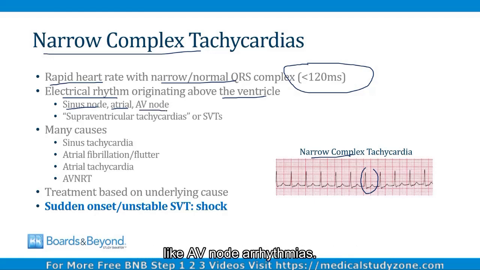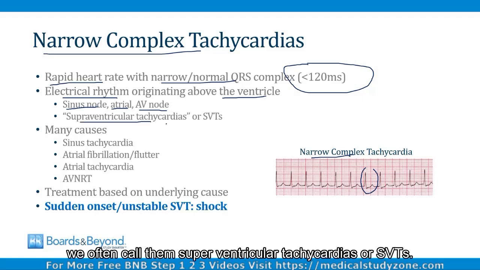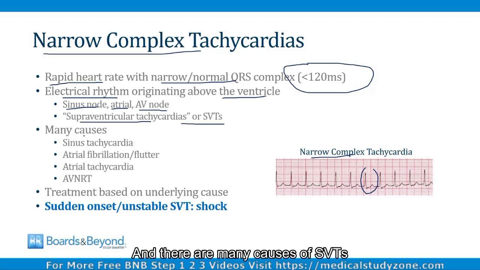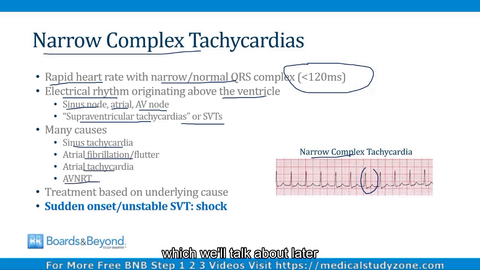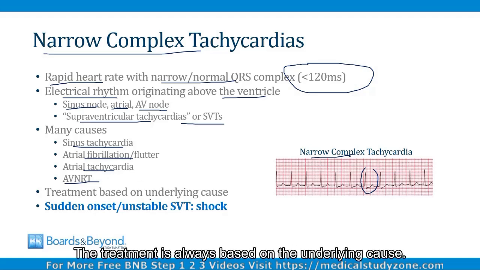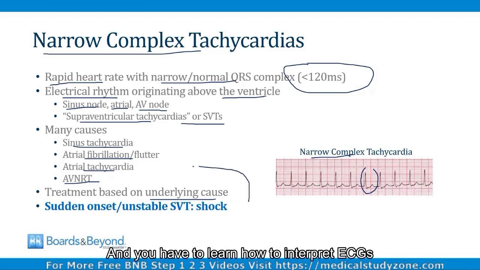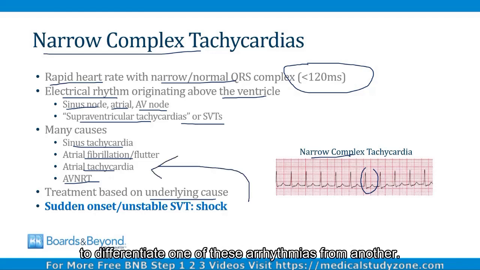AV nodal arrhythmias. And because all narrow complex tachycardias originate above the ventricle, we often call them supraventricular tachycardias or SVTs. And there are many causes of SVTs, things like sinus tachycardia, atrial fibrillation and flutter, atrial tachycardia, and AVNRT, which we'll talk about later, in addition to other arrhythmias. The treatment is always based on the underlying cause, and you have to learn how to interpret ECGs to differentiate one of these arrhythmias from another.